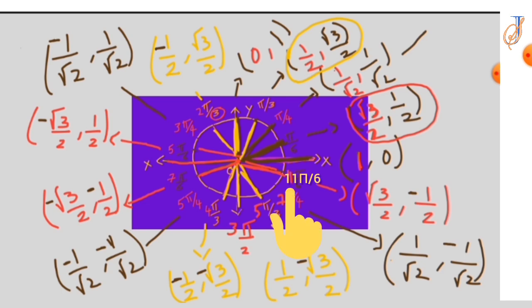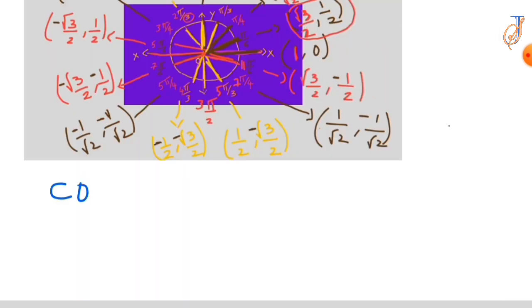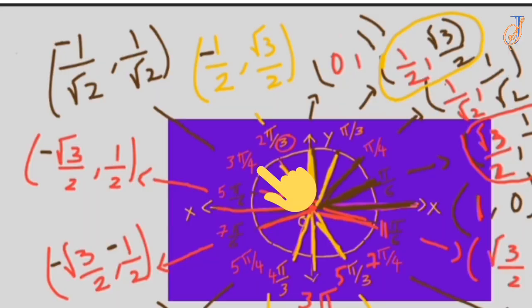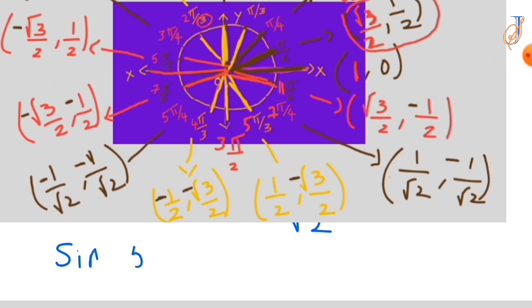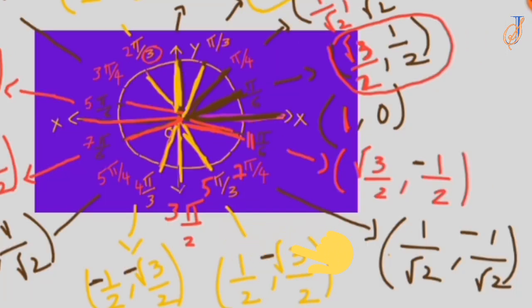Now see the questions. Cos 11 pi by 6. See here, it is in the fourth quadrant. In the fourth quadrant, we have root 3 by 2, 1 by 2. So here the cos value is plus root 3 by 2. See the cos 3 pi over 4. It is in the second quadrant. The value is negative 1 over root 2. And sine 5 pi over 3. It is in the fourth quadrant. The value is negative root 3 over 2.